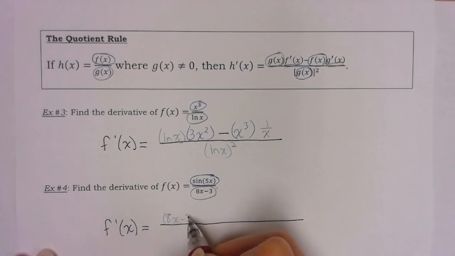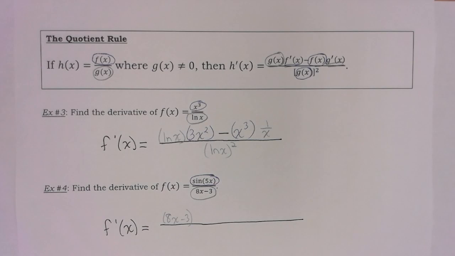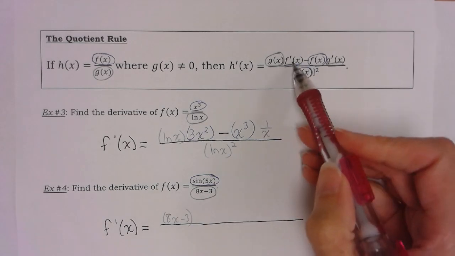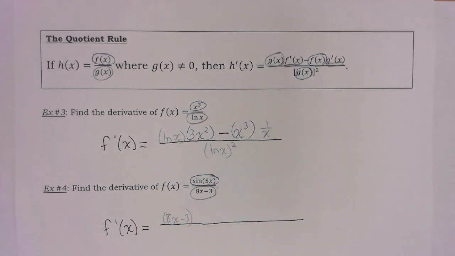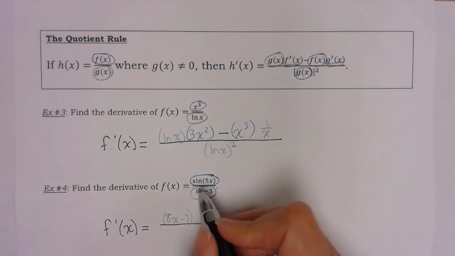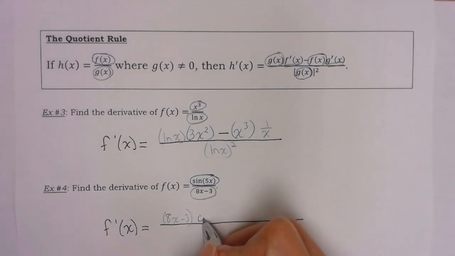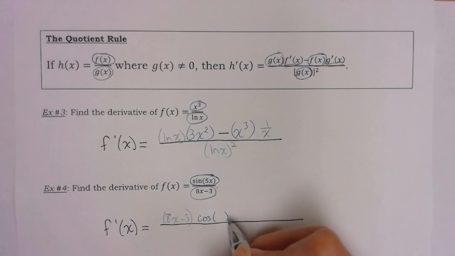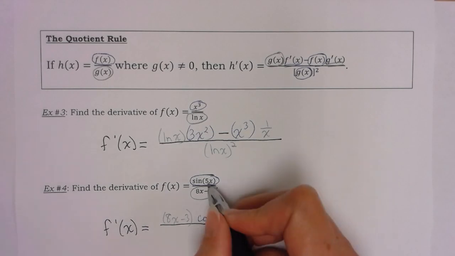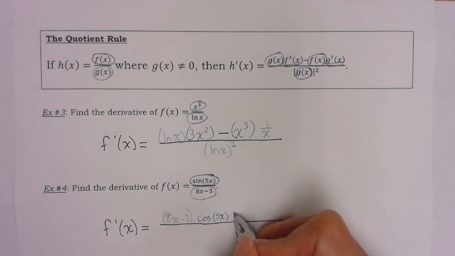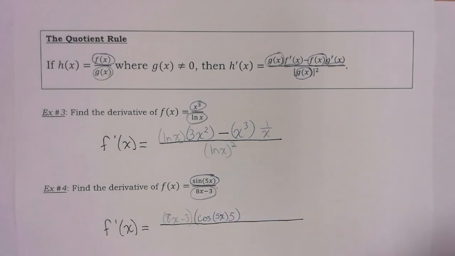Then I'm going to multiply that by the derivative of the top function. The derivative of the top function, the derivative of sine, is cosine of the same thing, which is 5x, times the derivative of the inside, which is 5. The quotient rule is now, subtract.